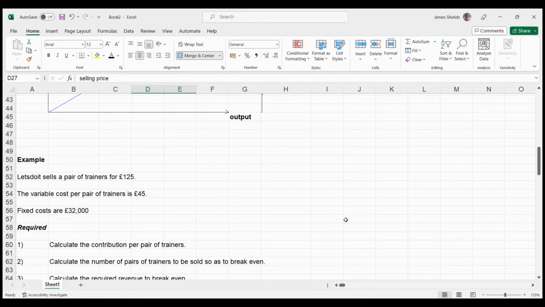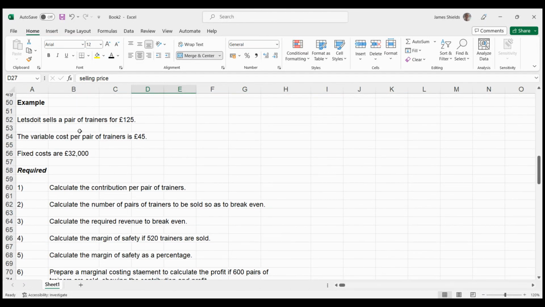Right, let's look at a question now. Let's have a quick look at this example. So in this example we've got a company that sells a pair of trainers for £125. The variable cost per pair of trainers is £45 and fixed costs are £32,000.